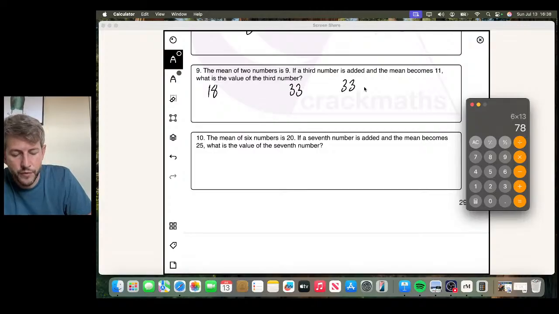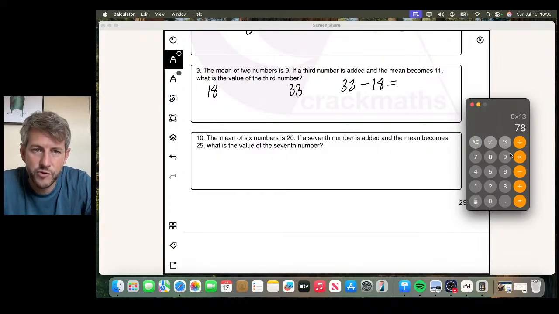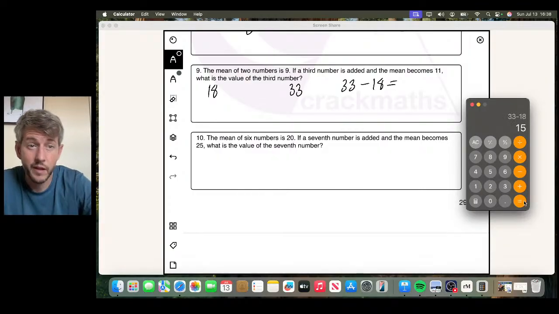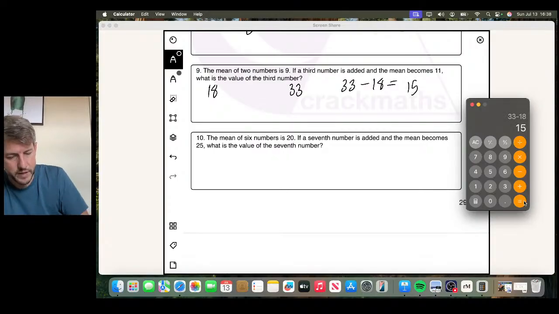So we have to do the new total, take away the old total, and that will give us the value of the extra number. So 33, take away 18, that's 15. So the 3rd number must have been 15.